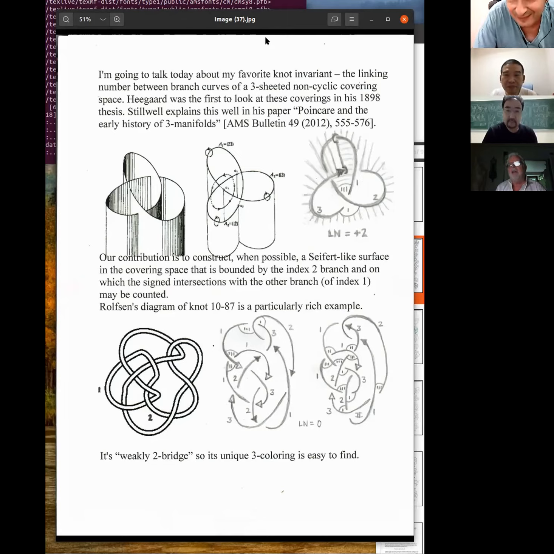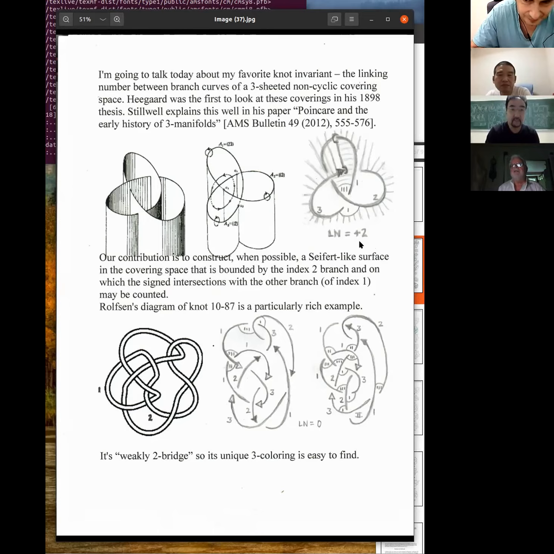But I'm pointing first to the picture in the upper left, which is everything that Reidemeister has to say in Knotentheorie with pictures about covering spaces. That, he says, really says it all. Because what I'm going to talk about is how to visualize covering spaces of knots, and in particular, how to visualize in a non-cyclic covering space the linking number between branch curves.